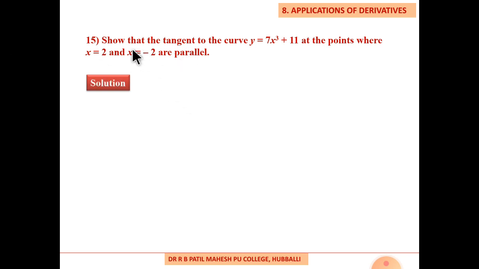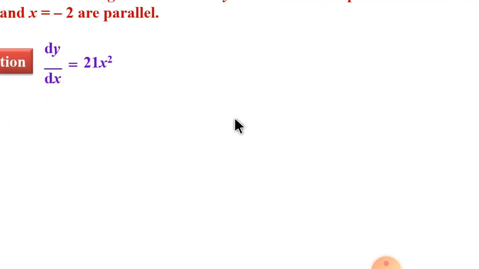Next, example number 15. Show that the tangent to the curve y equal to 7x cube plus 11 at the points where x equal to 2 and x equal to minus 2 are parallel. So in this example, first you can take directly dy by dx. What is dy by dx we will get? Differentiate this function with respect to x. We'll get 21x square.